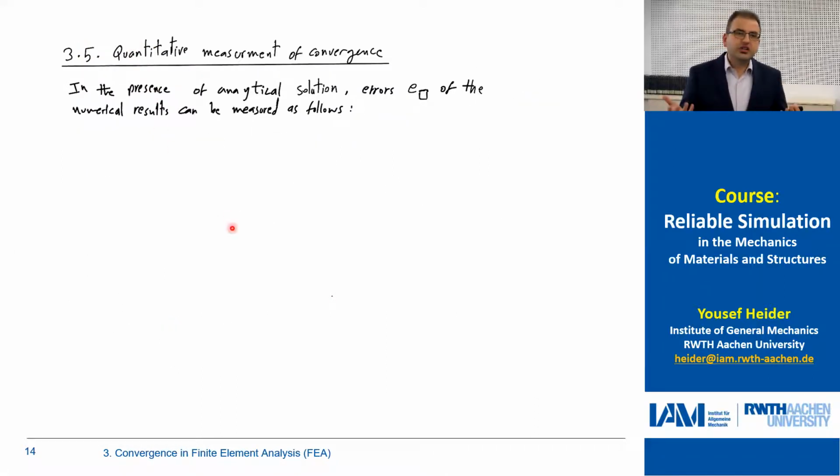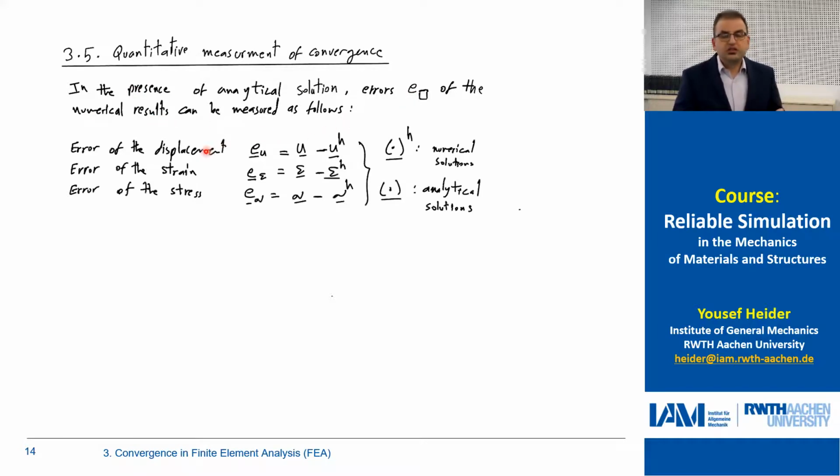Now, how can we measure the convergence? Now we have to talk a little bit about the errors. So in the presence of an analytical solution, in other words, if we know the true solution, the errors of the numerical results can be measured as follows.